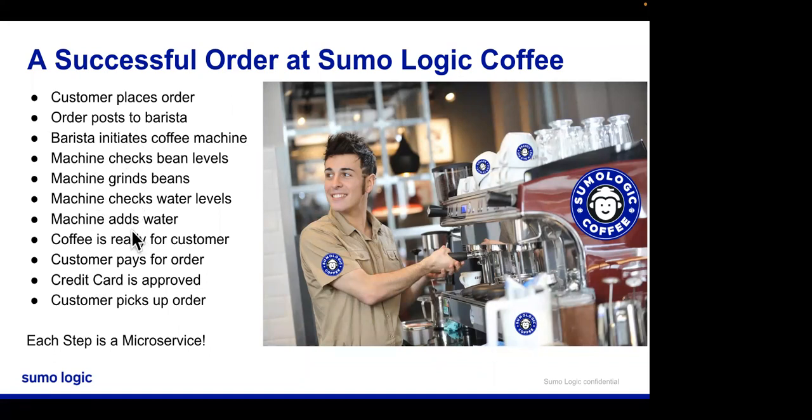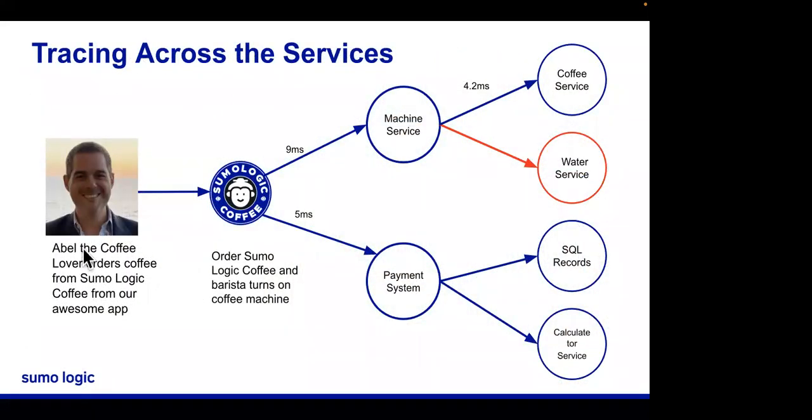So if there's a problem with me paying, they don't waste the beans, they don't waste the water, that sort of thing. But each one of these services, each step here, is a microservice. And so we want to see, as a transaction happens, where that transaction fails, where it's successful, and things along those lines.